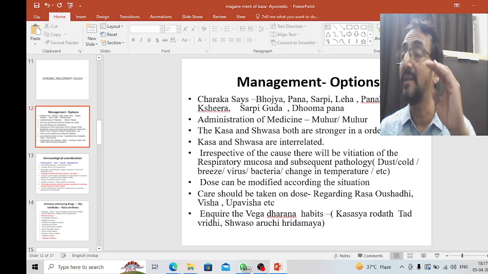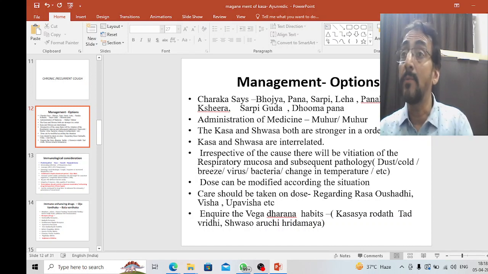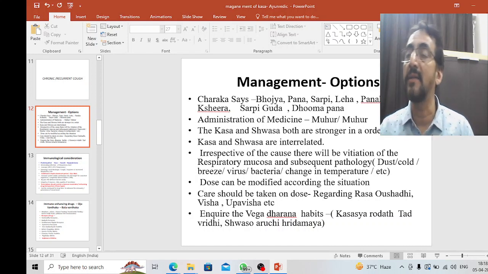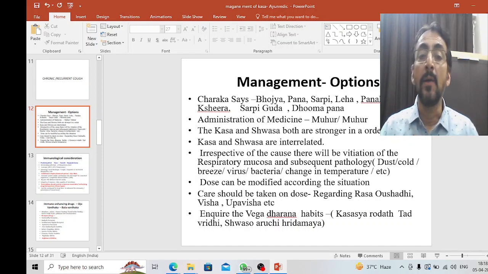So therefore, Vataja Kasa is less severe, Pittaja Kasa is more severe, and Kaphaja Kasa is still more severe. And now come to the Kshataja and Kshaja, they are extremely severe, or maybe the complicated form. So this is how we have to understand Shwasa and Kasa, how they are severe in their respective order.